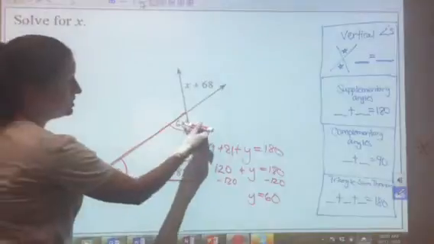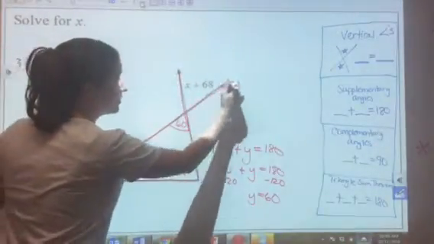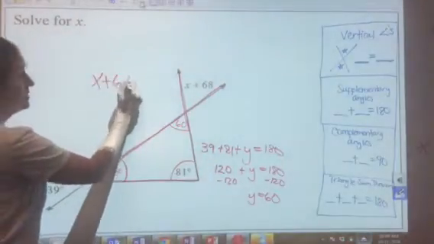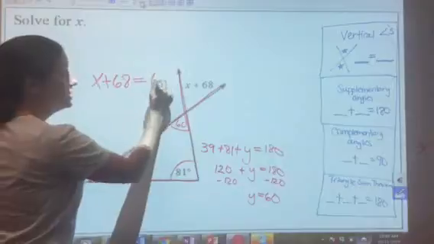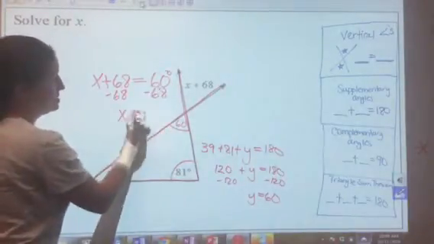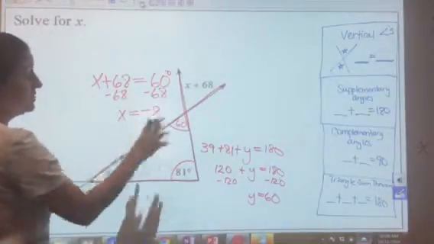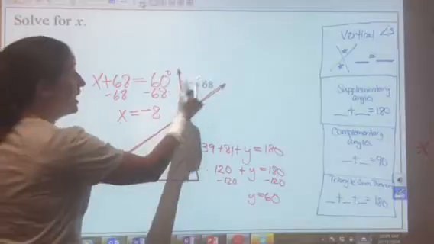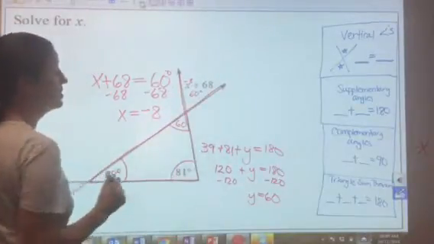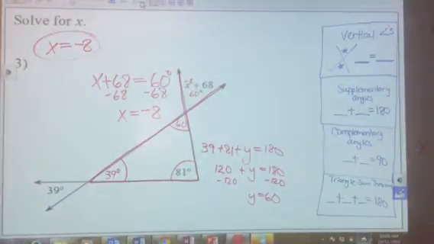Now that we know that this angle is 60 degrees, and we know that these two angles are vertical, then we can state that x plus 68 must equal 60 degrees. Subtract 68 from both sides, and x equals negative 8. Not degrees, just the value negative 8. When you plug negative 8 in, negative 8 plus 60 gives me the angle measurement of 60 degrees. Solve for x, x equals negative 8.